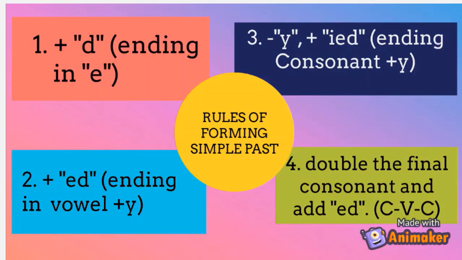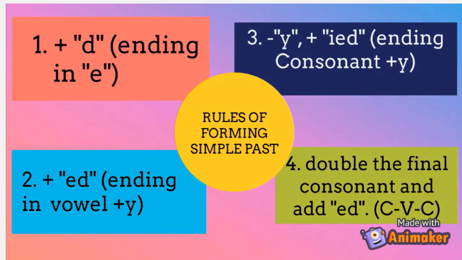Okay, before we stop, what have you learned today? Well, we have learned about the rules of forming simple past tense for regular verbs. Can you still remember it? The first rule is plus D for words ending in E. For example, use, we have to plus D so it becomes used.